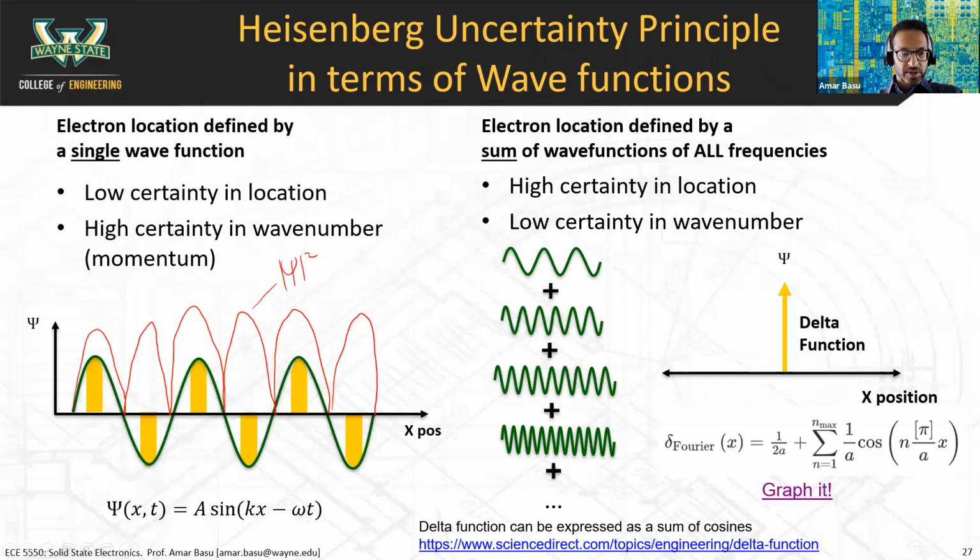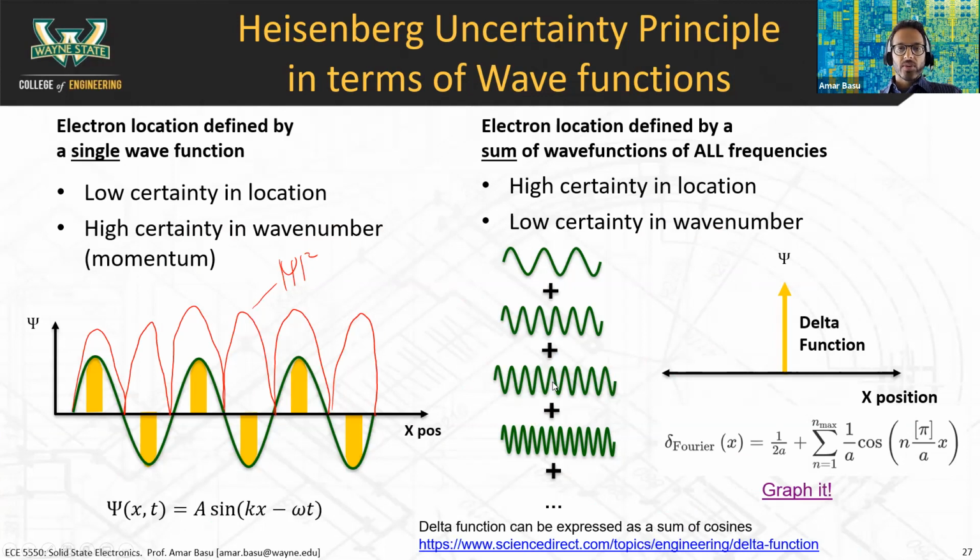So let me just delete the ink on this slide. That's okay. Never mind. So we're going to talk about the wave function today. An electron can be defined by a single wave function. It could also be described by a sum of wave functions. A wave function is literally like a sinusoid or a cosine. It could be a sum of sinusoids or cosines.